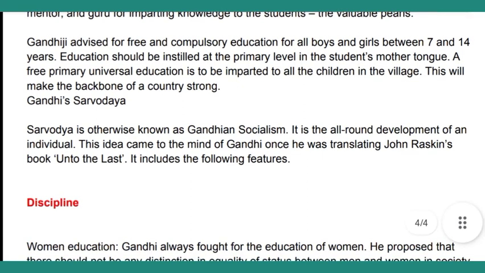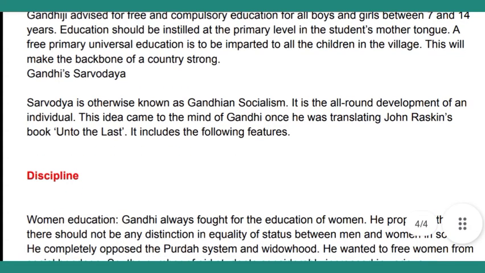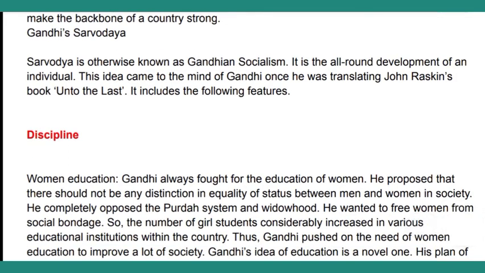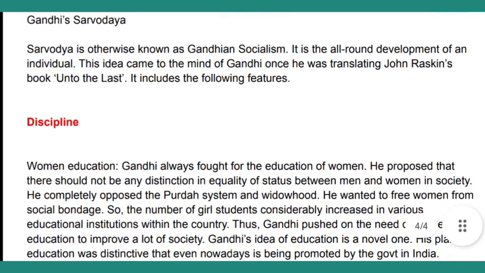Here you can see Sarvodaya, otherwise known as Gandhian socialism. It is the all-round development of an individual. This idea came to the mind of Gandhiji when he was translating John Ruskin's book Unto This Last. It includes the following features. Sarvodaya is basically a school of thought known as Gandhian socialism, and this idea came to his mind when he was translating that book.